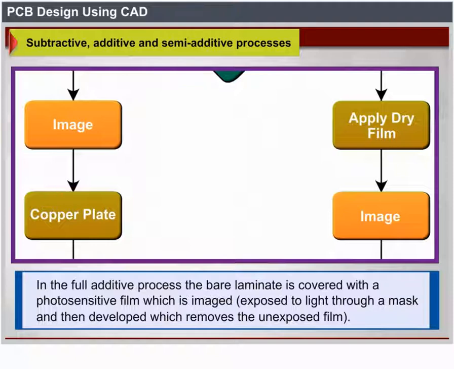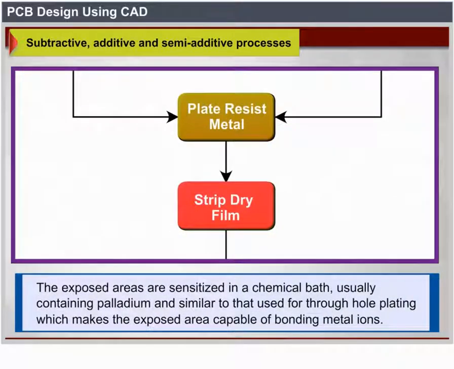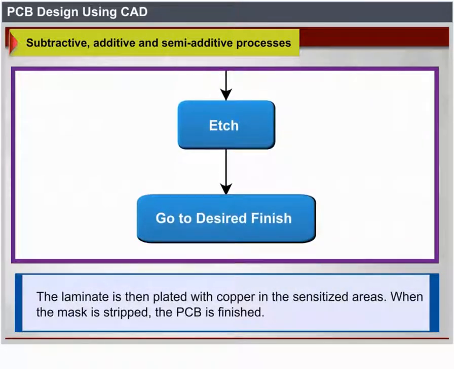In the full additive process, the bare laminate is covered with a photosensitive film which is imaged, exposed to light through a mask, and then developed, which removes the unexposed film. The exposed areas are sensitized in a chemical bath, usually containing palladium, similar to that used for through-hole plating, which makes the exposed area capable of bonding metal ions. The laminate is then plated with copper in the sensitized areas. When the mask is stripped, the PCB is finished.